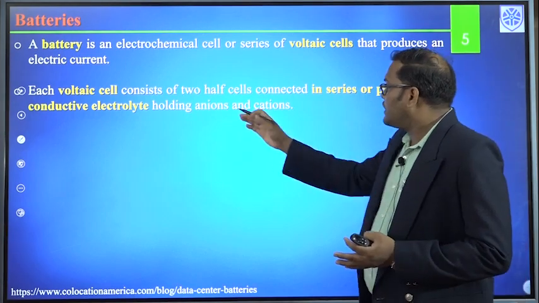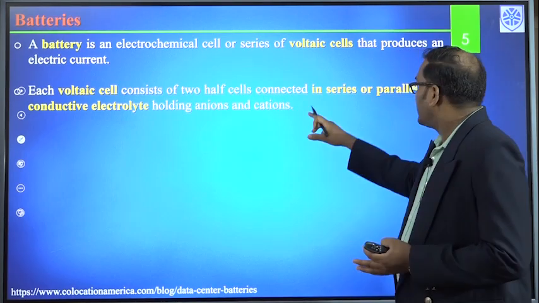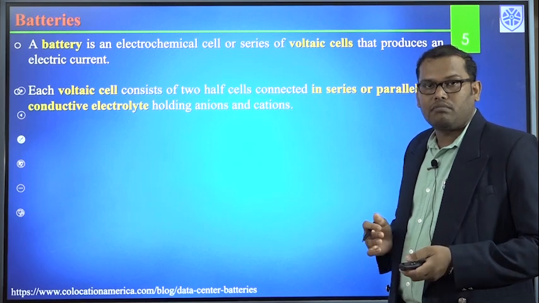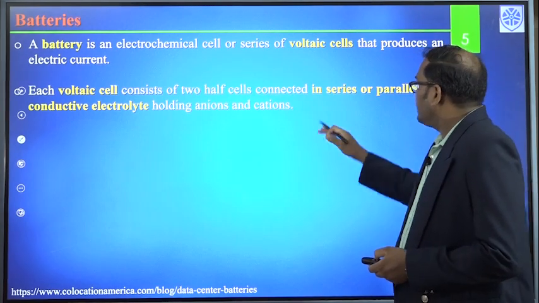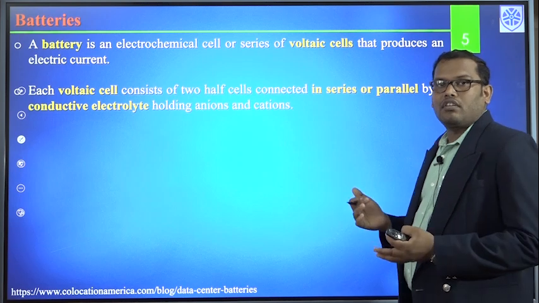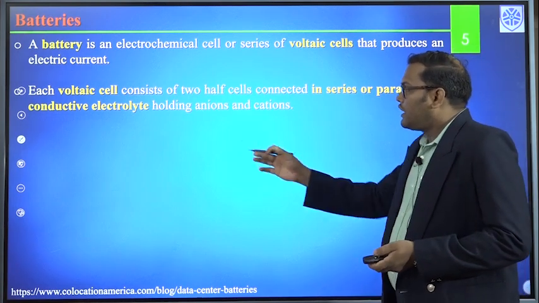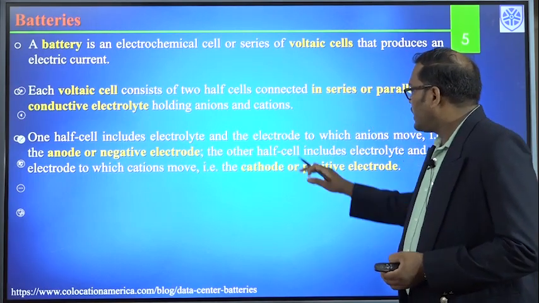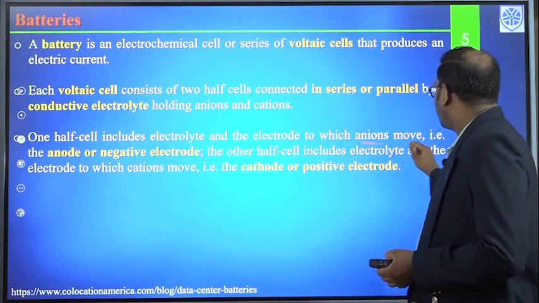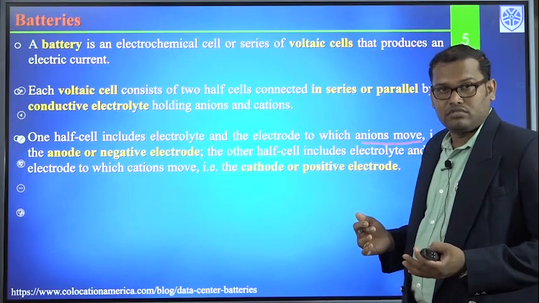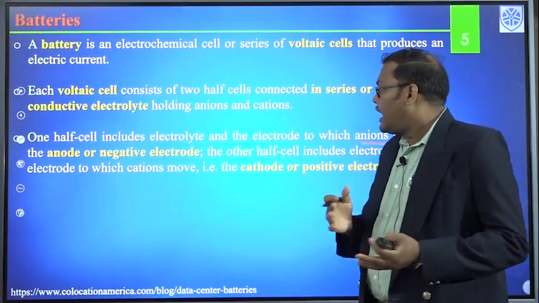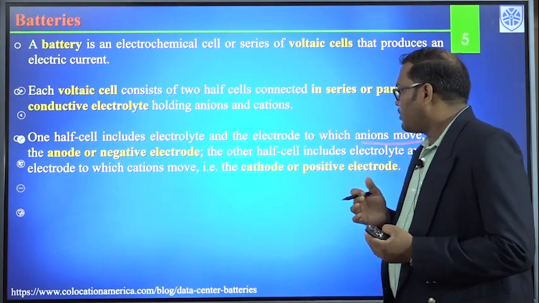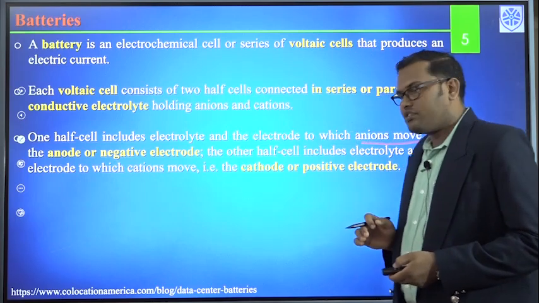Each cell has two half cells, and they can be combined together depending on your demand, how much energy you need, in a series or parallel way. One of the half cells includes the electrolyte and the electrode to which anions move, and that is called the anode. Towards the anode, anions will be moving, and the other half cell is called the cathode, where the cations will be moving, through which the electricity is produced.